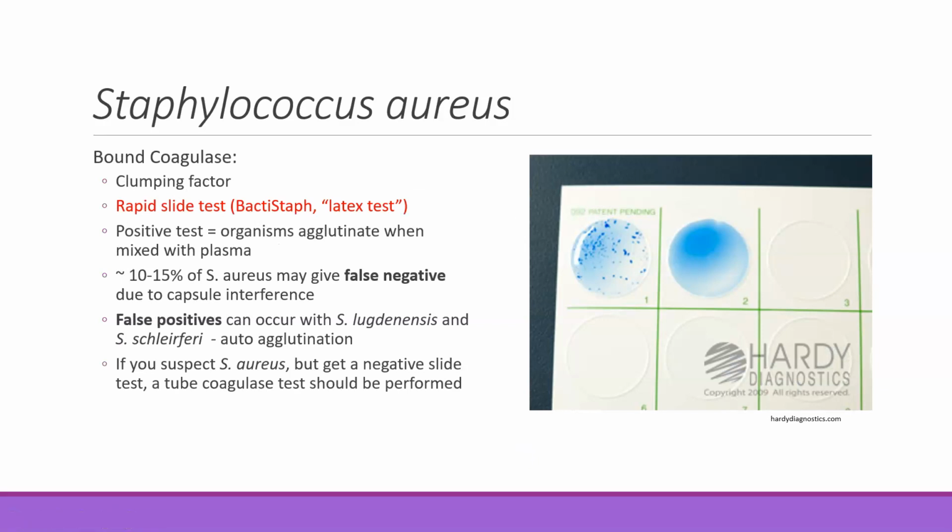So the bound coagulase, which is actually clumping factor, is what we use in the rapid slide test that we'll be performing. It looks just like this. 10 to 15% of Staph aureus can actually give a false negative due to the capsule interference. We can also see false positives with Lugdunensis and Schleiferii. If you suspect that you have a Staph aureus but you get a negative slide test, a tube coagulase should be performed.